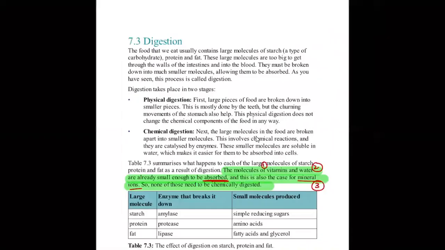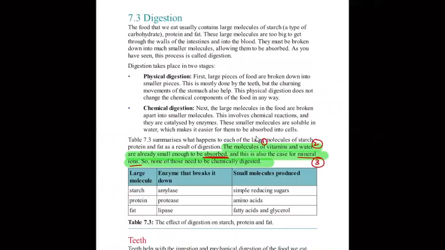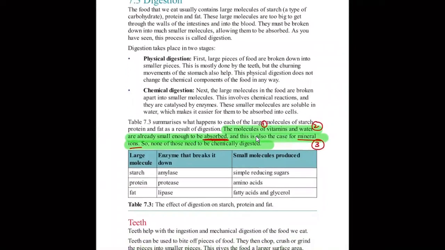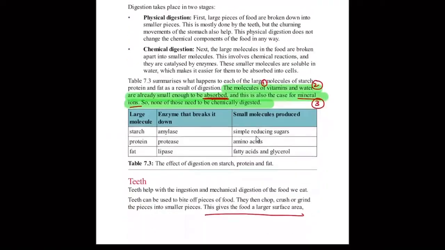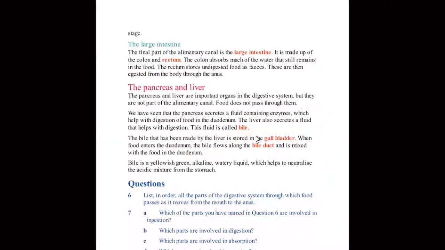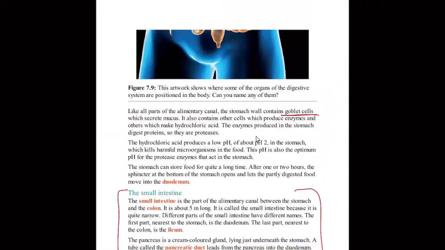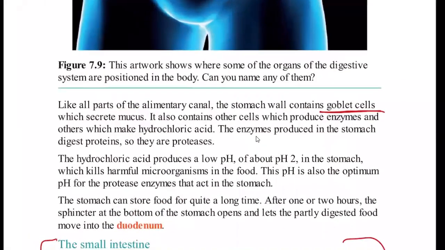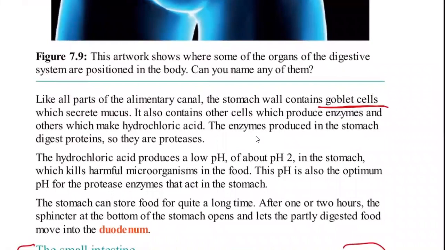When we were reading about the stomach, yes, see, it says, like all parts of the alimentary canal, the stomach wall contains goblet cells which secrete mucus. Goblet cells, wherever they are, they secrete mucus. We have goblet cells in the respiratory system also. Then it says it also contains some other cells which produce enzymes and others which make HCl.